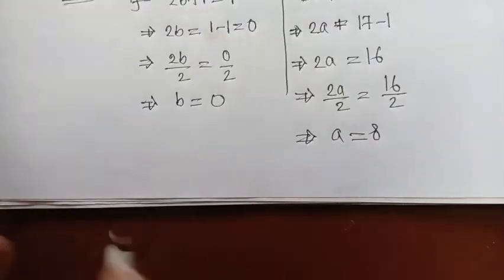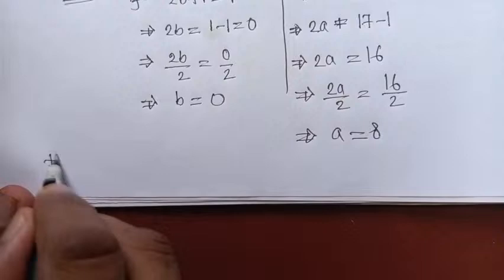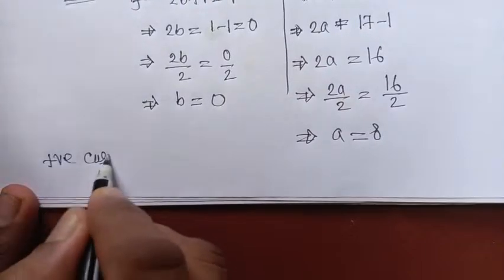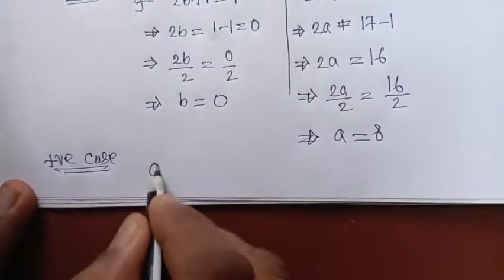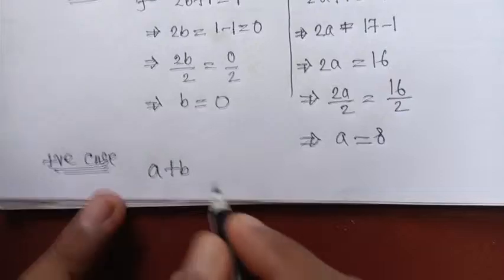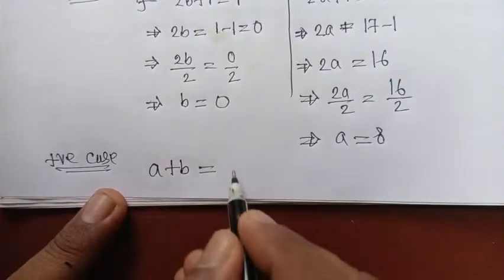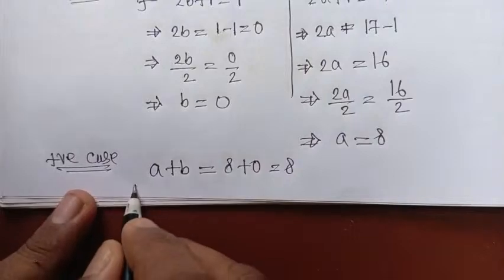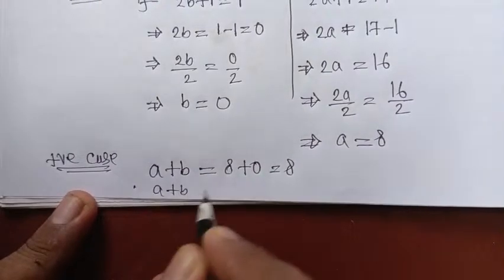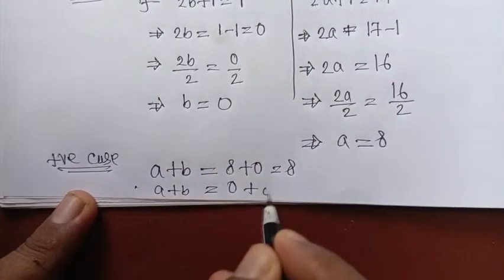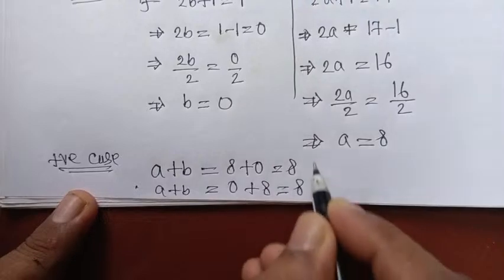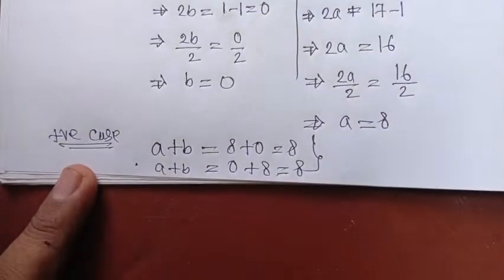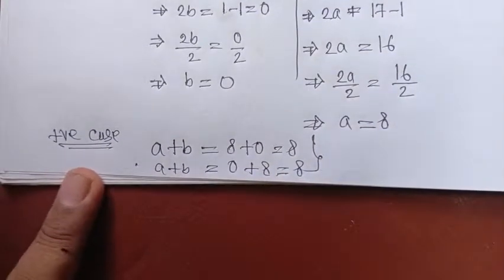So for all the positive cases, the value of a plus b will be either 8 plus 0 equal to 8, or a plus b equals to 0 plus 8 equals to 8. So for both these cases it will be 8.